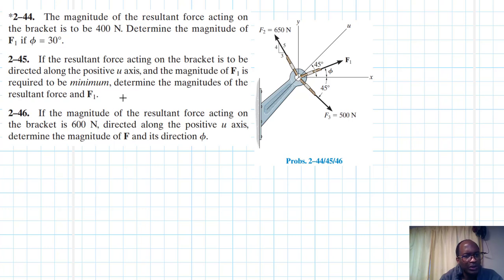The second problem reads: if the resultant force acting on the bracket is to be directed along the positive u-axis and the magnitude of F1 is required to be minimum, determine the magnitude of the resultant force and F1. In the second case, if the magnitude of the resultant force acting on the bracket is 600 newtons directed along the positive u-axis, determine the magnitude of F and its direction phi. All these problems come from the Engineering Mechanics Statics textbook, 13th edition, by R.C. Hibbeler.